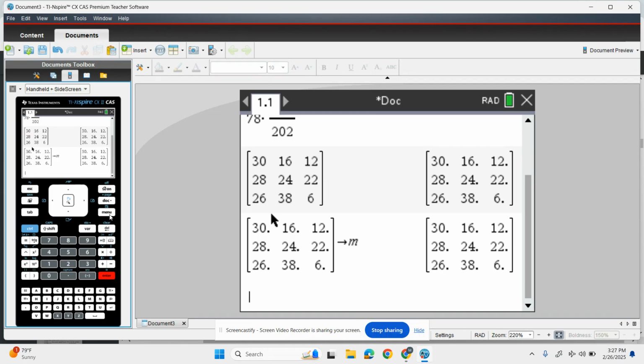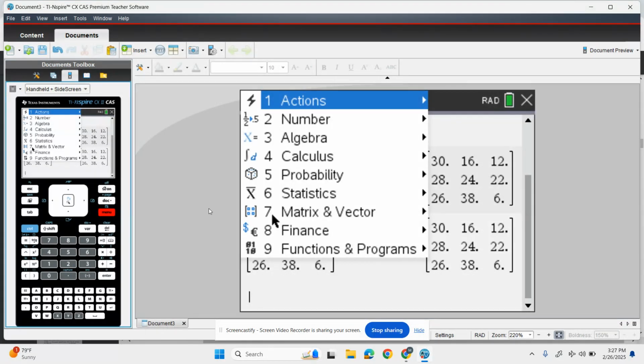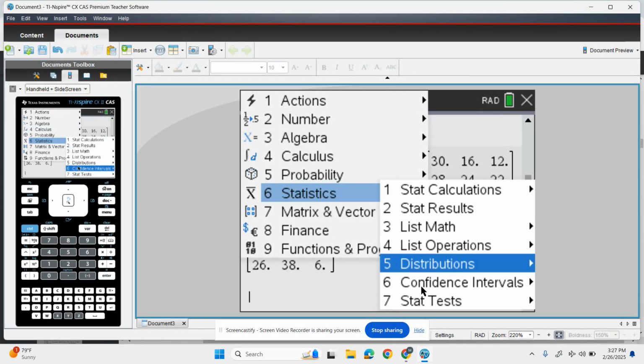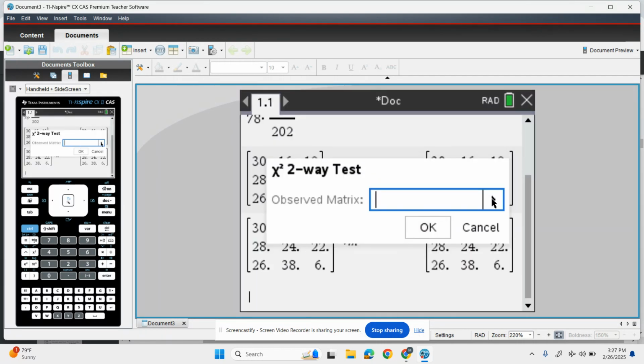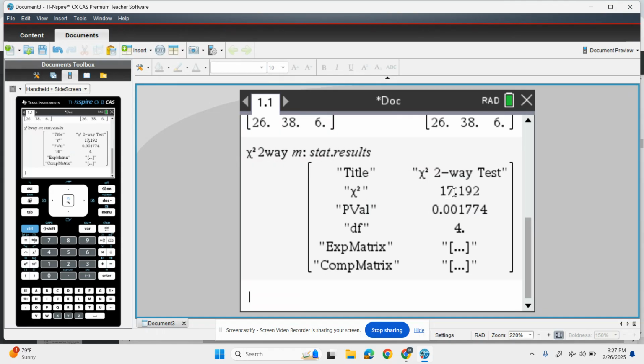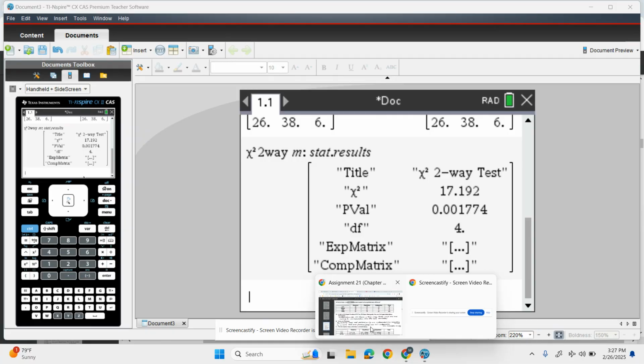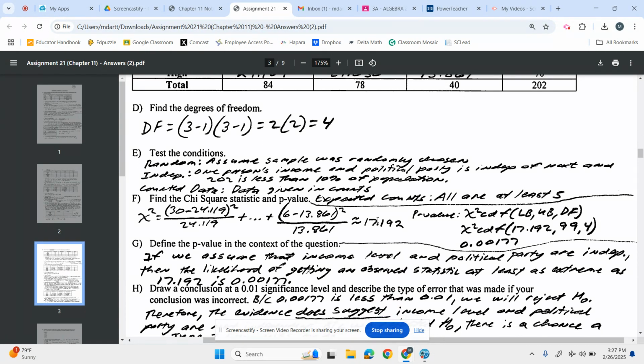So let's run, remember, homogeneity and independence. We're going to go to statistics, stat test, and because it requires a two-way table, we're going to go here. You pick your matrix, which again was M, and there's your value, 17.192, and then a pretty low p-value. So if I come back over here, you can see there was 17.192, and there's my pretty low p-value. But again, you have to show the work. You have to show first and last step.